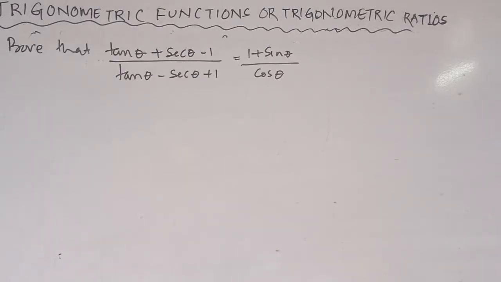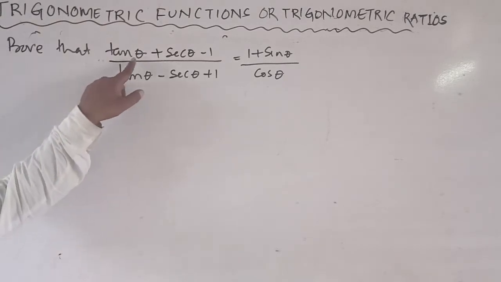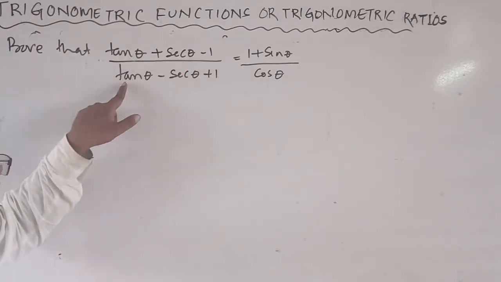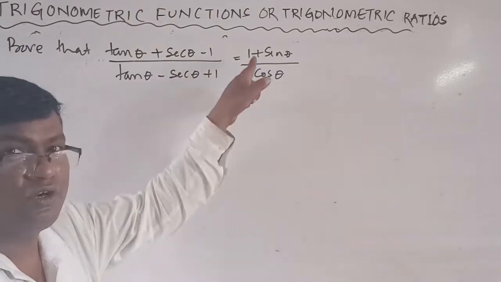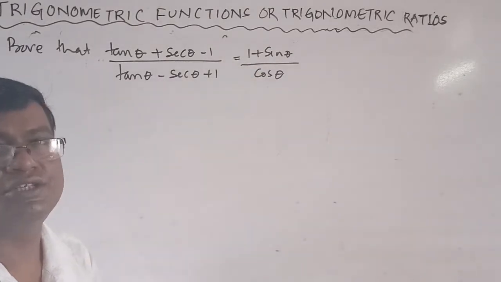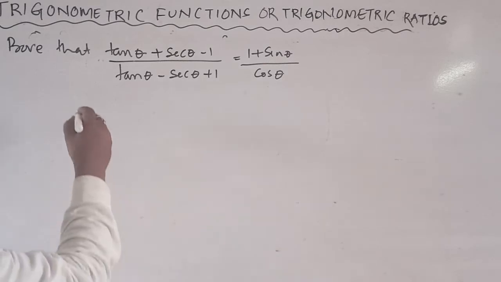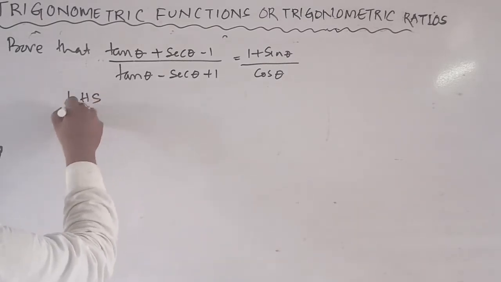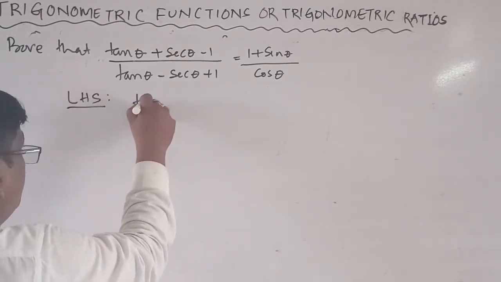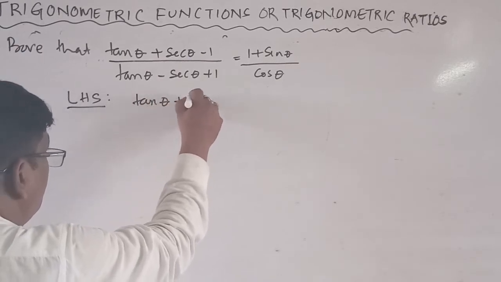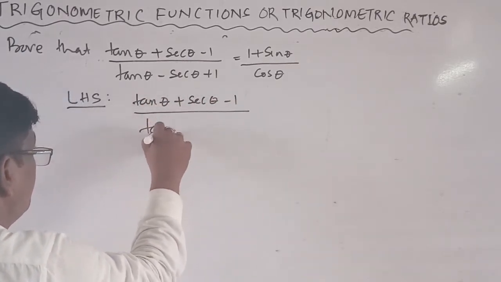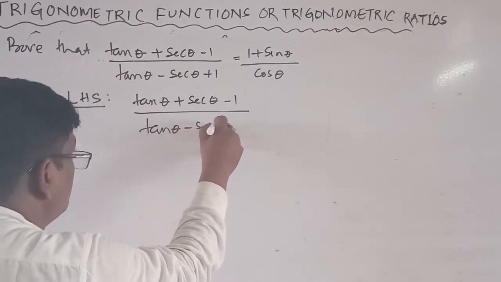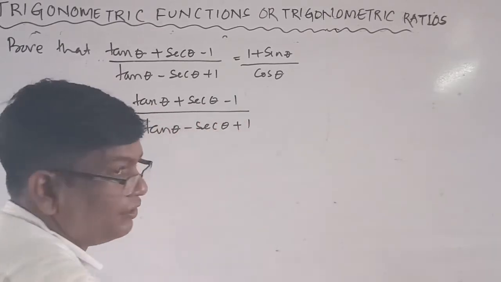Now the question is: prove that (tan theta plus sec theta minus 1) divided by (tan theta minus sec theta plus 1) is equal to (1 plus sin theta) divided by cos theta. This is the question. So the solution: left hand side is (tan theta plus sec theta minus 1) by (tan theta minus sec theta plus 1).